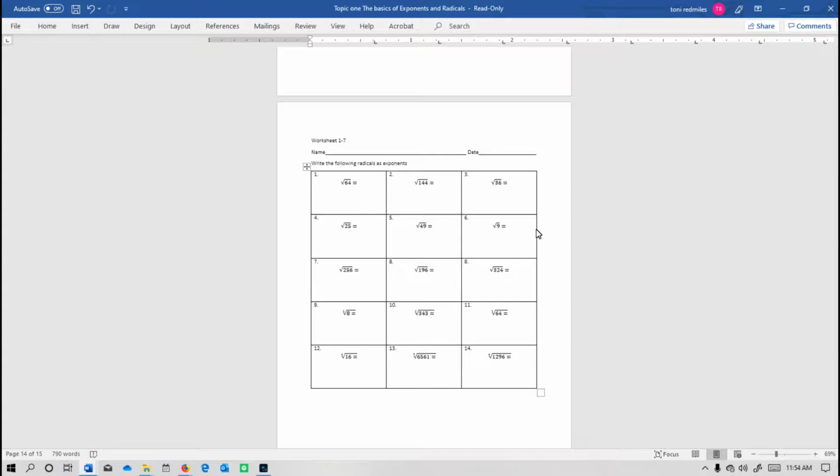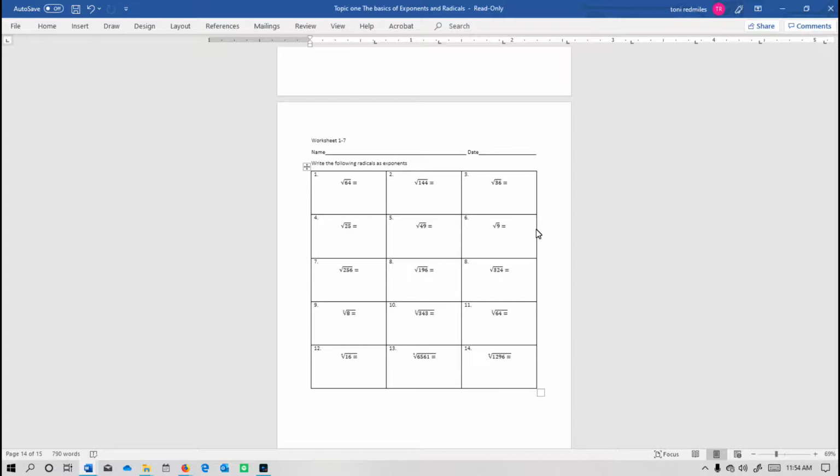And in this video, I'm going to be turning these into radical exponents, okay? So I'll show you what that means. Remember, it's taking the fractional value of the index, okay? So we did a little bit of this in class.